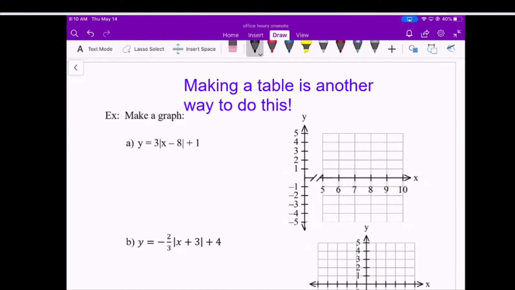Let's look at an example or two. We're asked to make a graph here. One way to make a graph is to make a table. You can always do this.